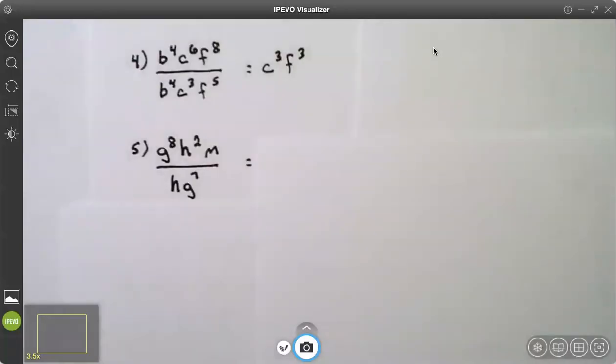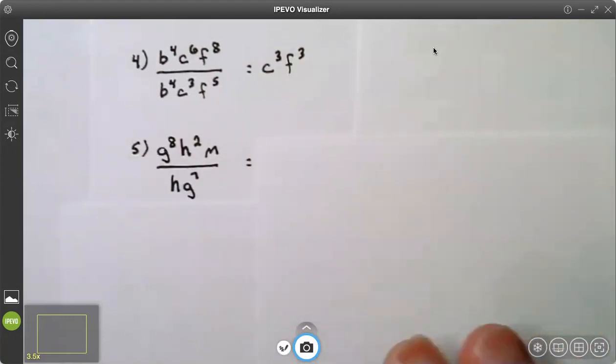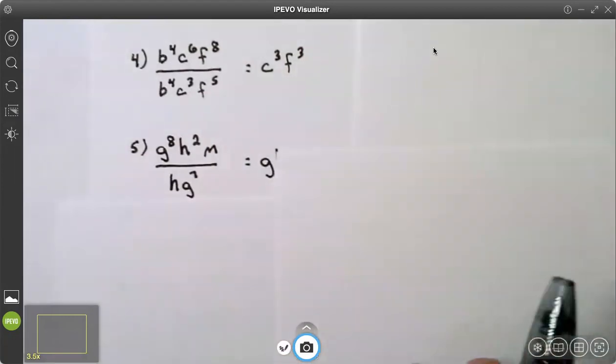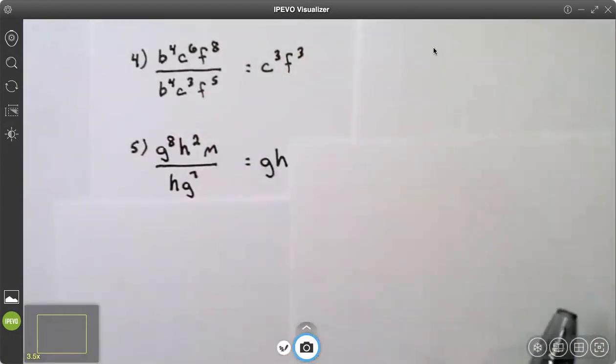Number 5. On number 5, I have 8 g's on top, 7 on the bottom. 8 minus 7 is 1 g. On my h's, 2 minus 1 is 1. And on my m's, I got 1 on top, none on the bottom, so it stays. My answer is g h m.